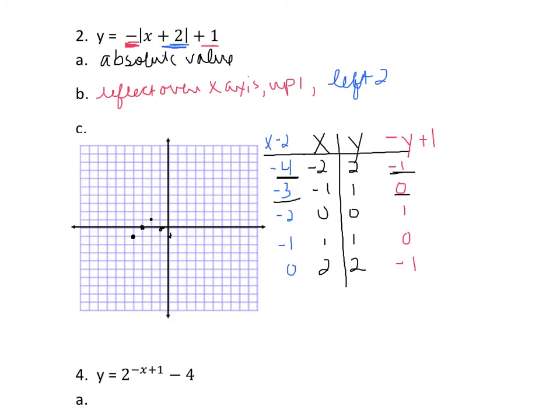If you remember, the absolute value is a V. Since it did get reflected, then it's going to be an upside down V. And there we go.